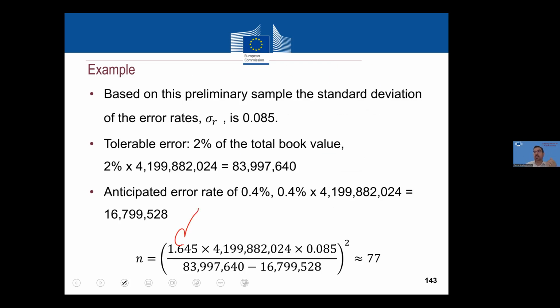Z, this is the Z associated with 90% confidence level, book value of the population, it's known. This standard deviation is the one that is coming from our historical data. This is 2%, 83 or 84 million is 2% of the book value. And in this case, I don't know what is the source for this, but let's say the audit authority considered an anticipated error of 0.4%. So anticipated error rate of 0.4%, so 0.4% of the total expenditure is 16.8 million euros. This gives a sample size of 77.